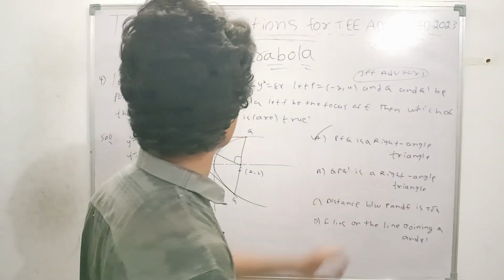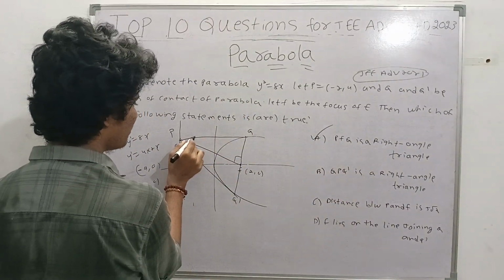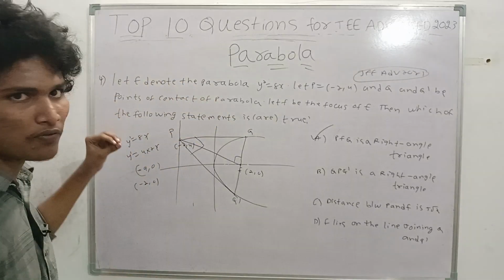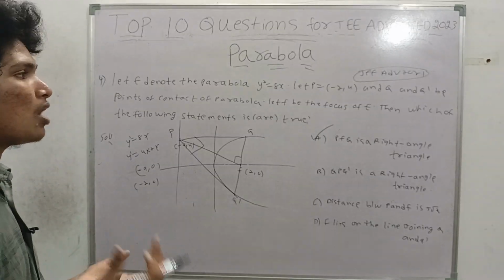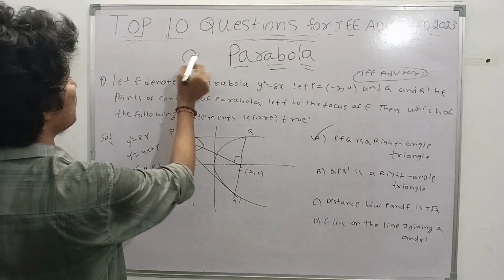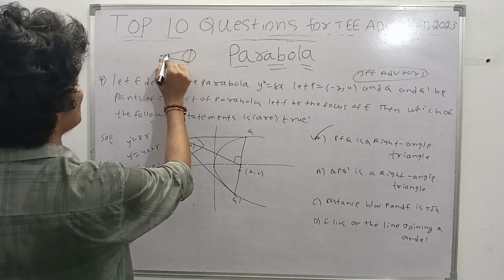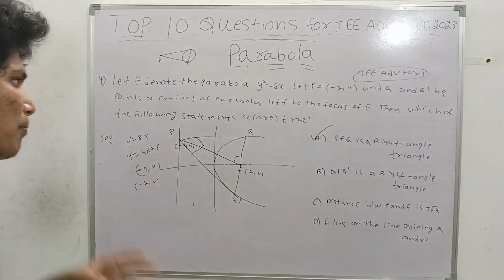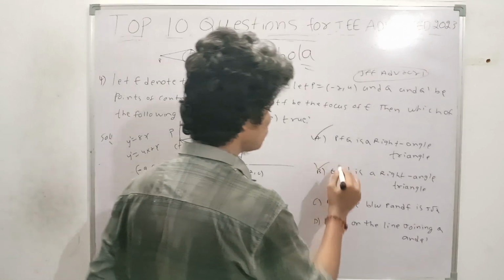And QPQ dash is a right angle triangle. Yes, it is also a right angle triangle. Why? Because these two tangents will subtend the right angle at the point on the directrix. It is the general property of the tangents. You already studied in circles, if it is a circle, it is the point P, and these two tangents are drawn, they will subtend whatever angle it will be, but in the parabola it will be 90 degree. This thing is also true.